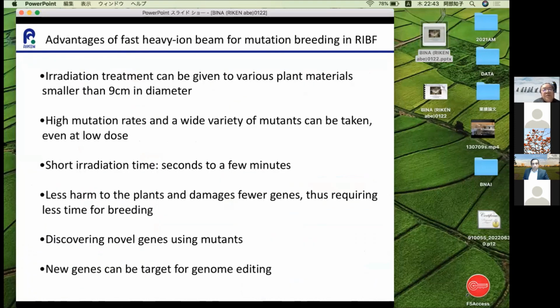Advantages of fast heavy ion beams for mutation breeding at RIKEN: Irradiation treatment can be given to various plant materials smaller than 9 centimeters in diameter. A high mutation rate and a wide variety of mutants can be obtained, even at low dose. Irradiation time is short, seconds to a few minutes. There is less harm to the plant and damage to few genes, thus requiring less time for breeding.